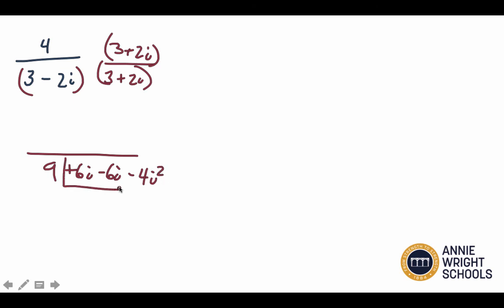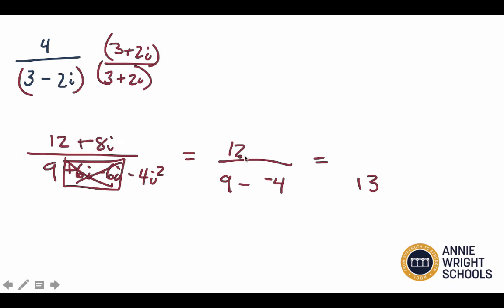Now look, these middle terms cancel. And then you also get i squared, which is negative 1, so you get 9 minus negative 4, which ends up being 13. Now, in the top, you end up getting 12 plus 8i, and we're just going to leave that as 12 plus 8i, and we'll leave this as 12 plus 8i.